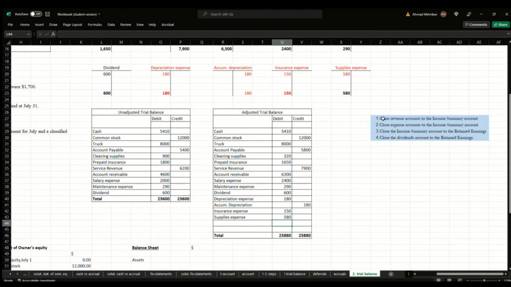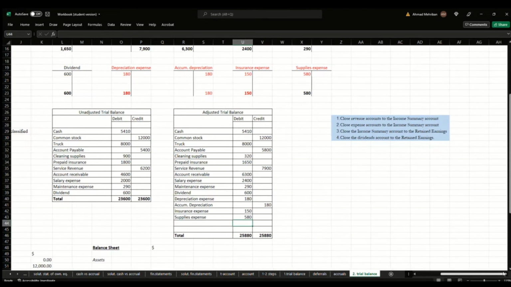Now these are the steps to close the accounts. Just a reminder to you. So when you watch the video, it will be much easier for you to do. So I'll ask you to give it a go. Do it by yourselves using the previous information that I've given you. Try to do it by yourself.